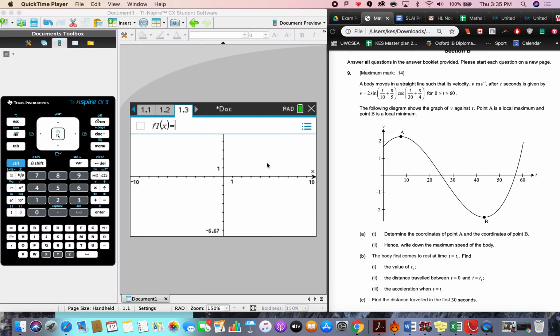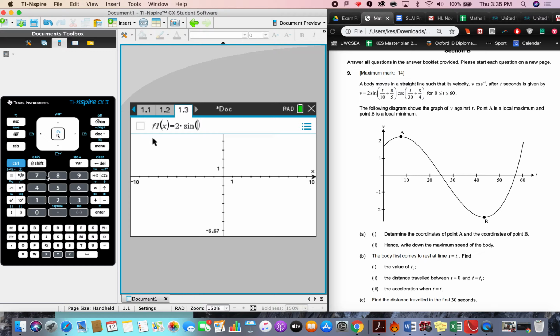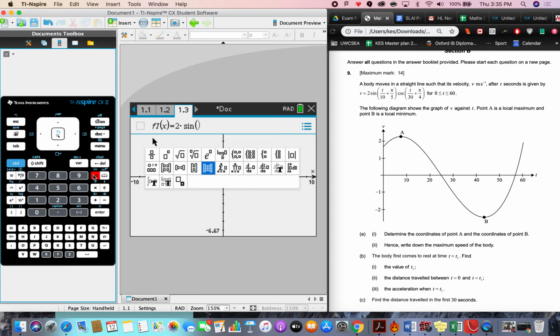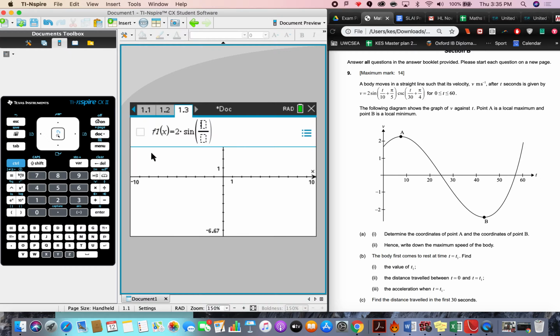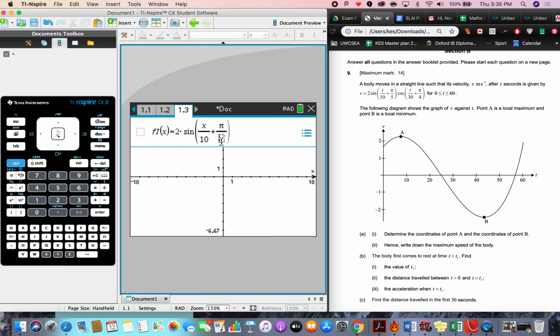Type in the function. 2 times, go for your little trig button. Sine, open up the brackets. You can put a little fraction in here. Change it to x, remember? x over 10, to the right, plus, get a little fraction again. So do exactly what it says on the question. Scroll right, times trig cosec.